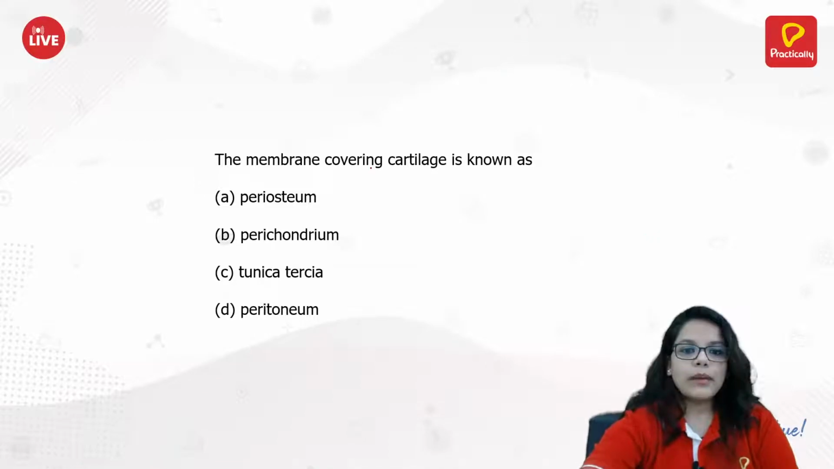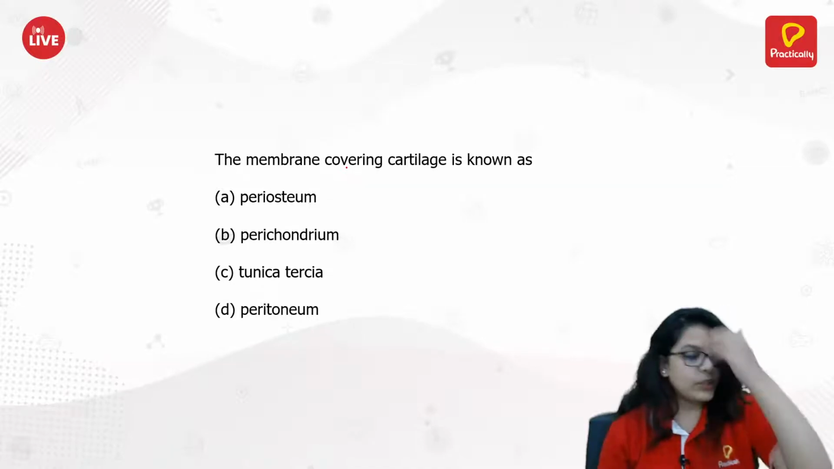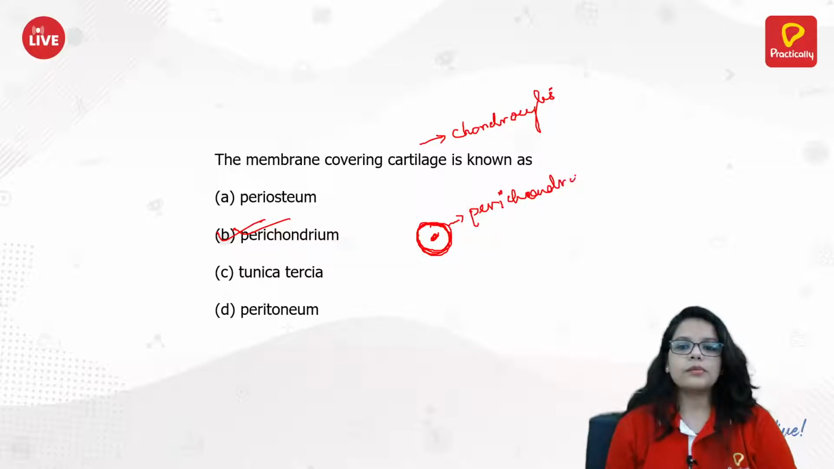The membrane covering cartilage, just now I said membrane covering cartilage. Cartilage has cells called chondrocytes. So it has a covering which is the perichondrium. Somewhat like this. This outer covering is known as perichondrium.